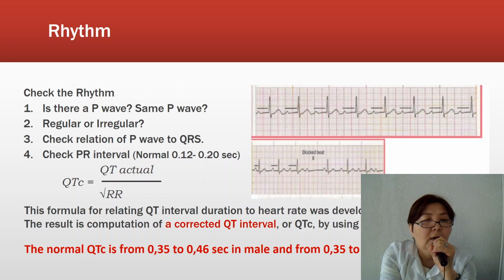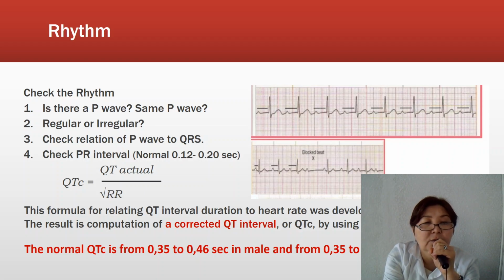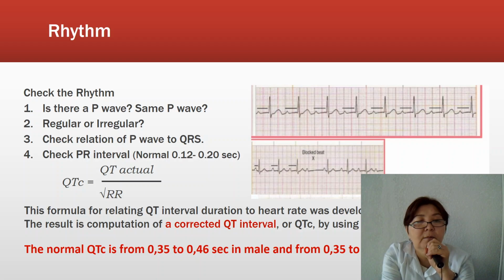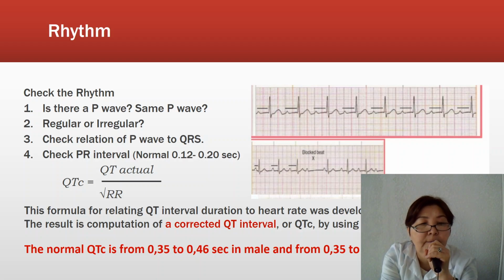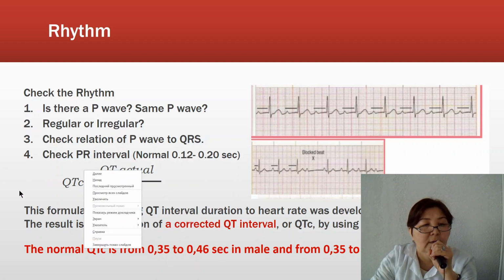Rhythm. We should check the rhythm and answer the question: is there a P wave? Are the P waves the same, regular or irregular? Check the relation of the P wave to the QRS complex. Check the PR interval, which normally should be 0.12 to 0.20 second, and use this formula.